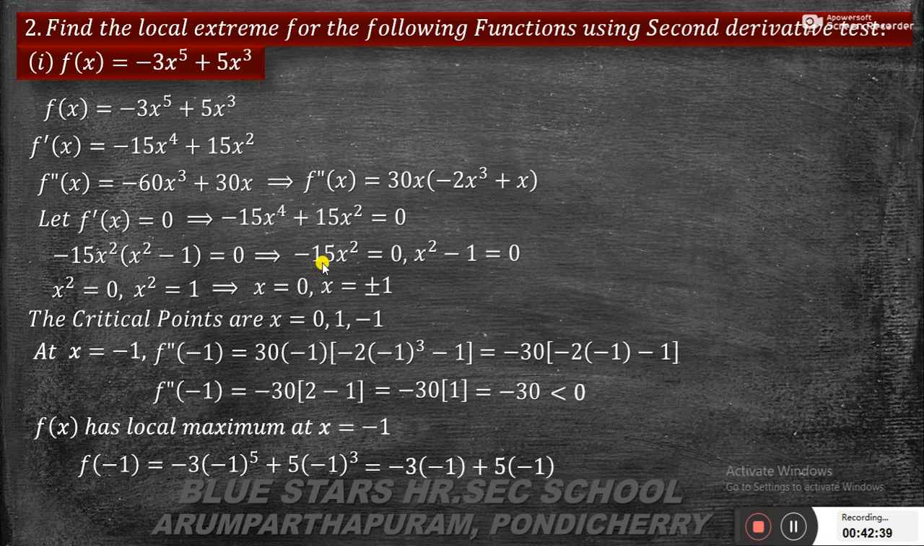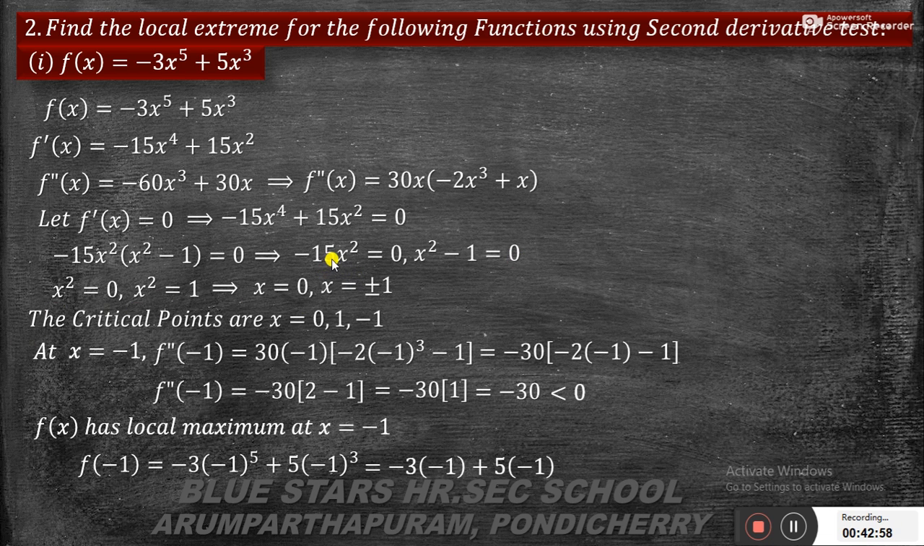Now you see here two factors. The first factor is minus 15x square, and the second factor is x square minus 1, and the product equals 0. So we write minus 15x square equal to 0 and x square minus 1 equal to 0. Therefore the numbers are not equal to 0.